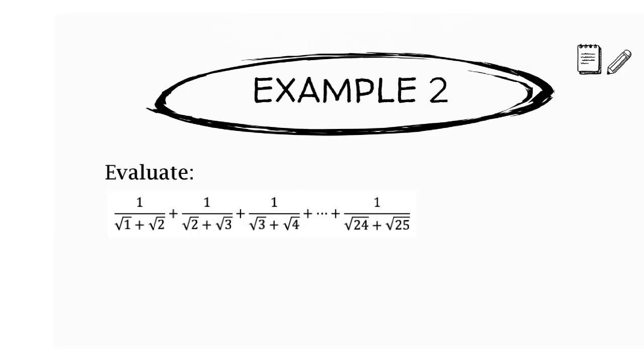In this example, we're presented with a very complex looking series that doesn't appear at first glance to be telescoping. That is, I don't see any cancellation from one term to the next. However, if you take this series and write it in sigma notation, you might notice something interesting. Give this a try. Pause the video and rewrite this series in sigma notation with a lower limit of 1.